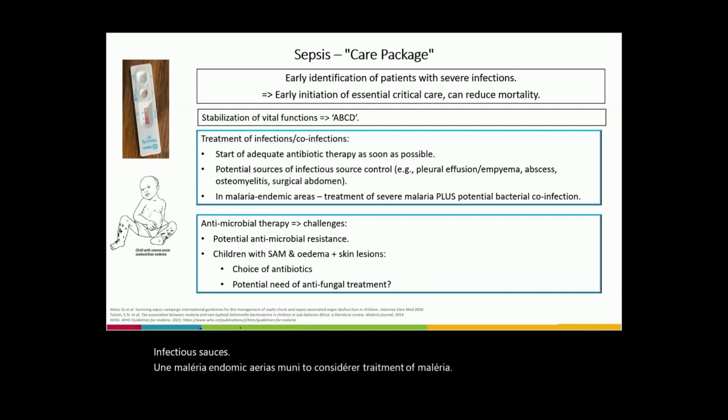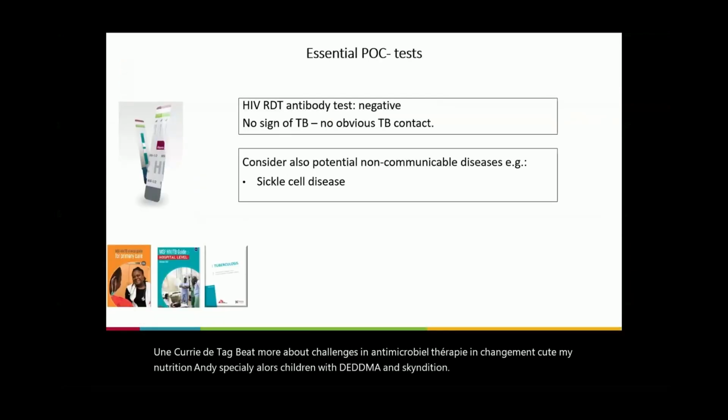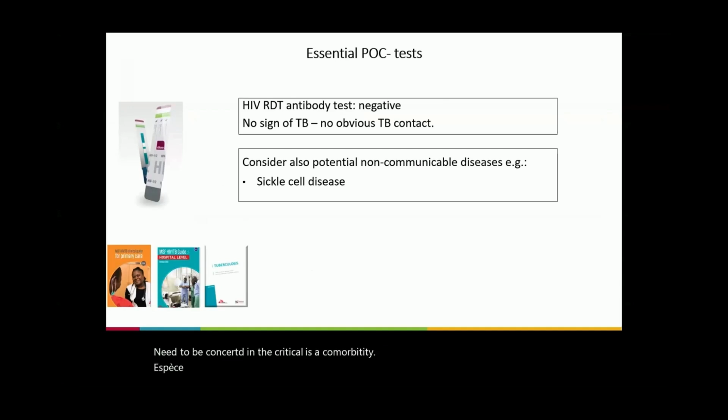And Kirili will talk a bit more about challenges in antimicrobial therapy in children with severe acute malnutrition, and especially also in children with edema and skin lesions. HIV needs to be considered in the critically ill as a comorbidity, especially in the severe acute malnourished. And we also need to think about non-communicable diseases.